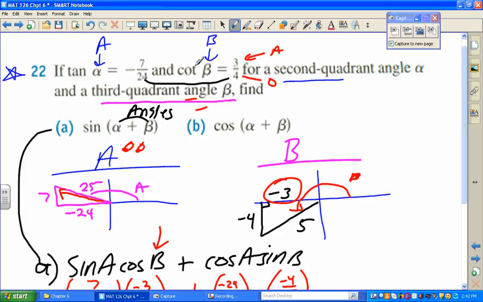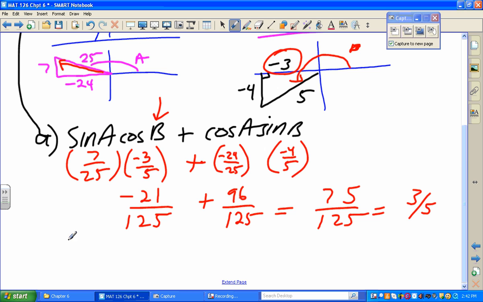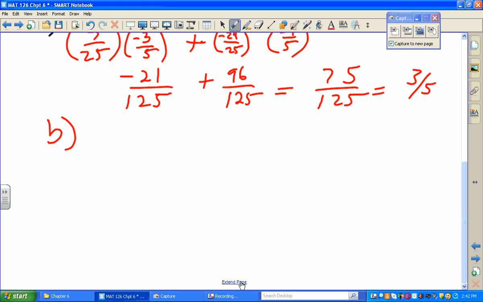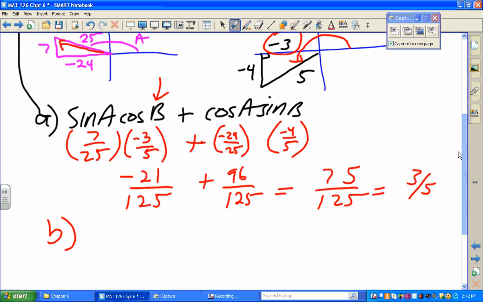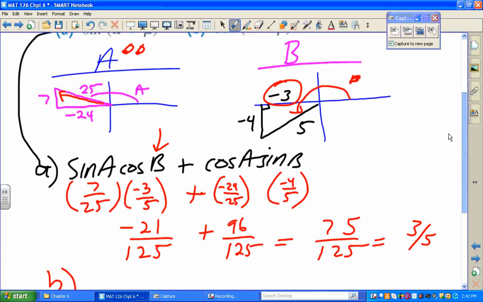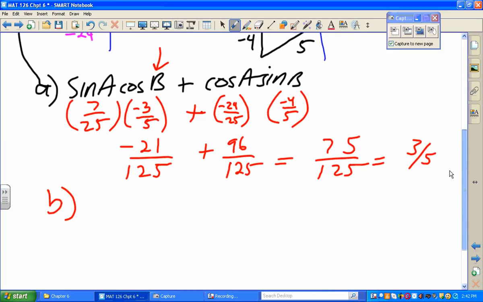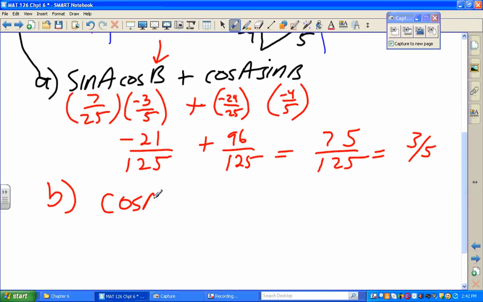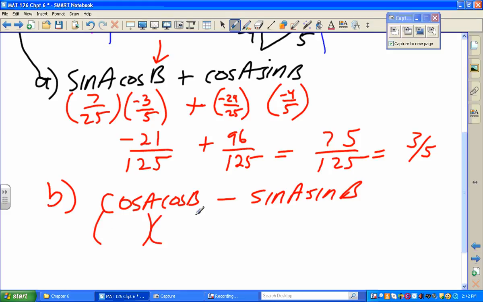See, this one's not difficult. The hardest thing is maintaining that logic for more than 2 steps. This isn't factoring in Algebra 1. Then you do B, but you've already drawn your picture for B. For B, you just use a different identity. What is cosine of A plus B? What identity is that? It's cosine A, cosine B, minus sine A, sine B. And you put in your fractions.